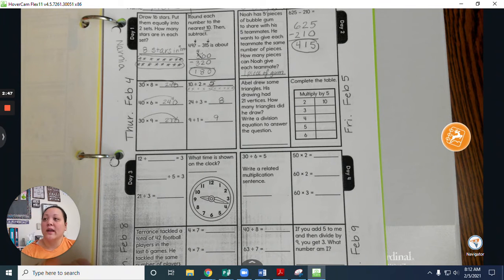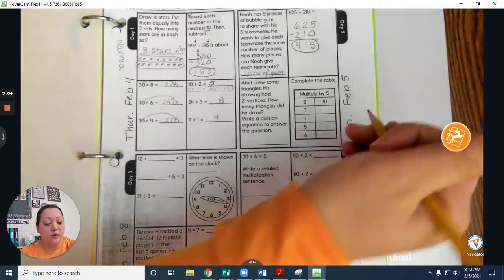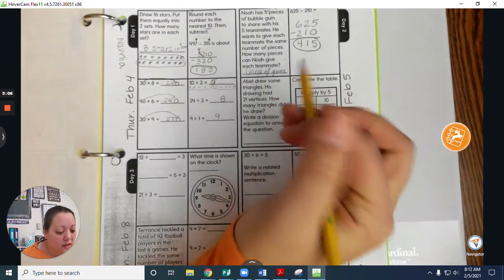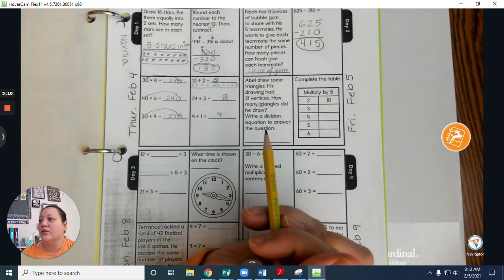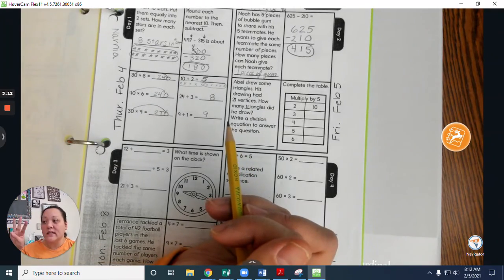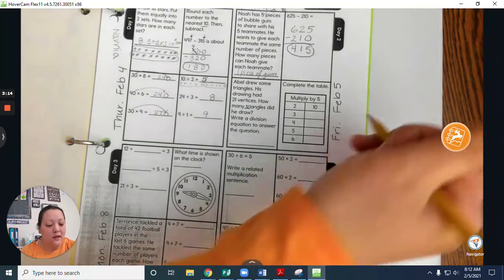Abel drew some triangles. His drawing had 21 vertices. How many triangles did he draw? Write a division equation to answer this question. Okay, so vertices, if you're confused by this or stumped, are just corners. So we know a triangle always has how many sides? Hopefully you know that a triangle always has 3 sides, okay?